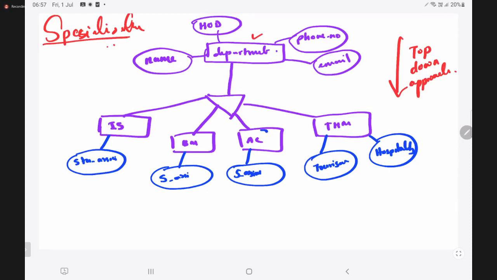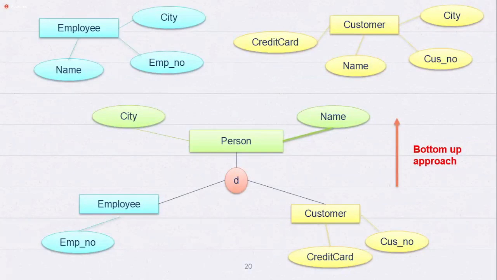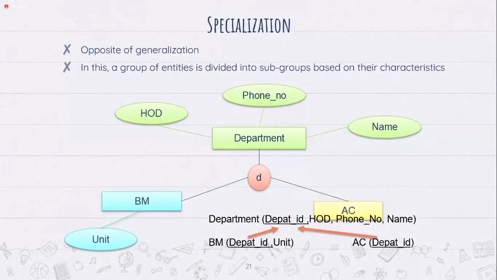Right. So let's see. This is generalization. You can see in this example there are employee and customer, and the bottom up approach is generalization. Specialization means the opposite of generalization. That means there is a group of entities, and we can divide it into subgroups. That is specialization. Don't worry about the middle part. I will explain that one later, right?